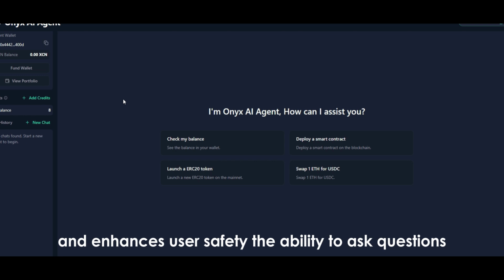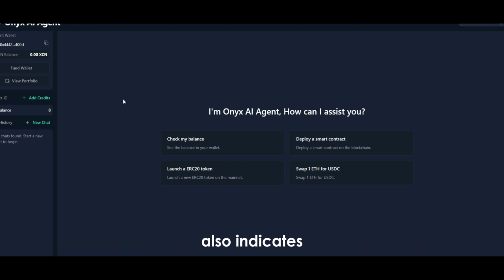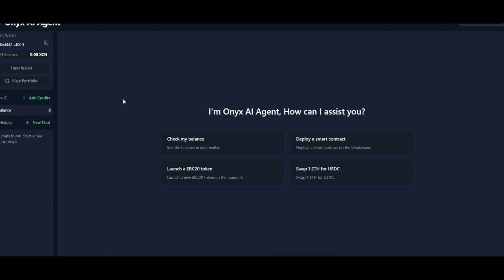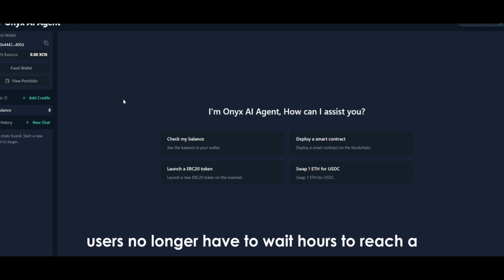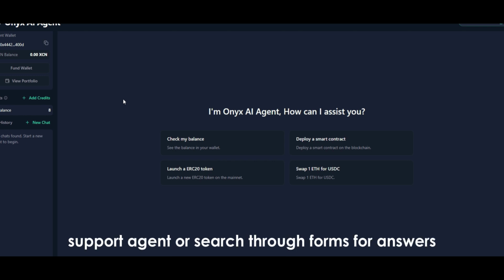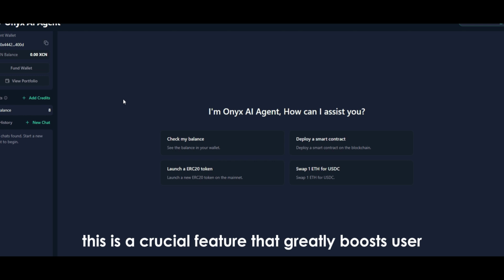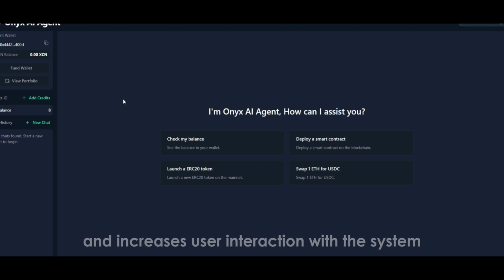The ability to ask questions directly through a chat feature also indicates that the system has automated the user support dimension. Users no longer have to wait hours to reach a support agent or search through forums for answers. Instead, they can directly ask the AI-powered assistant and receive quick, accurate responses. This is a crucial feature that greatly boosts user satisfaction and increases user interaction with the system.